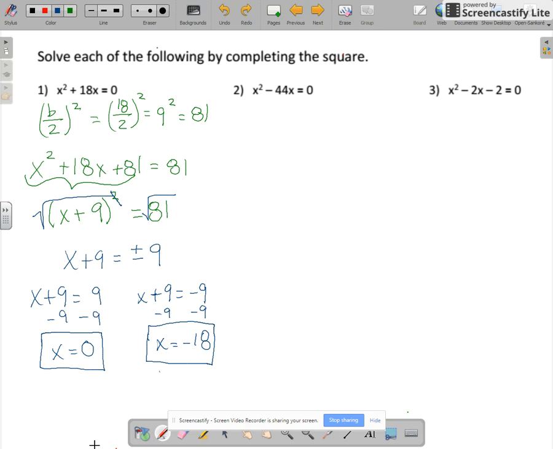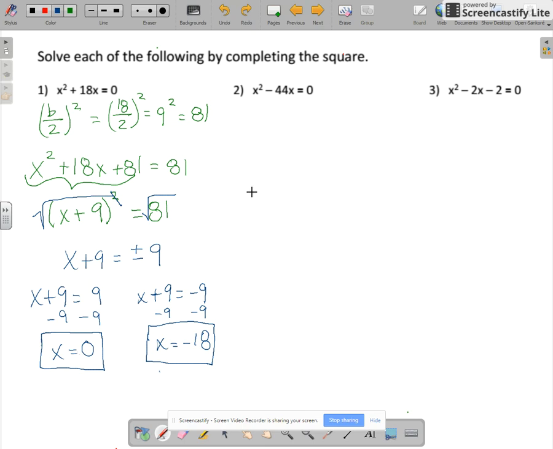Now what I want you to do is to pause the video and try examples 2 and 3 on your own. All right, after trying examples 2 and 3, let's go through these.